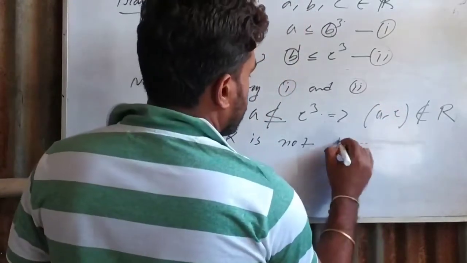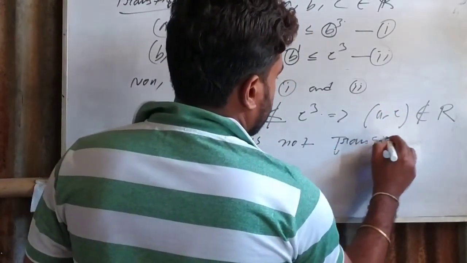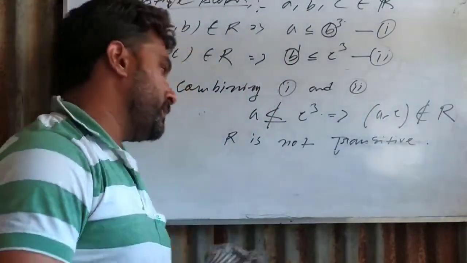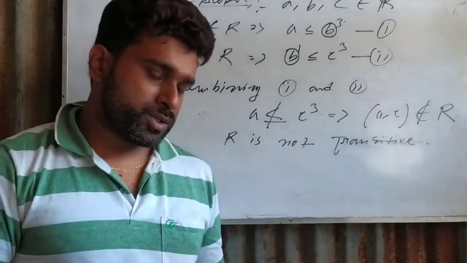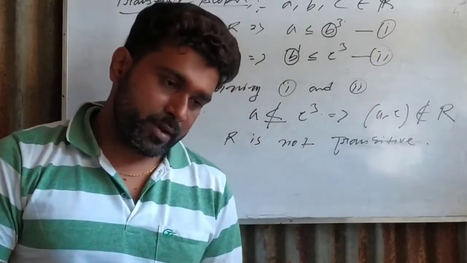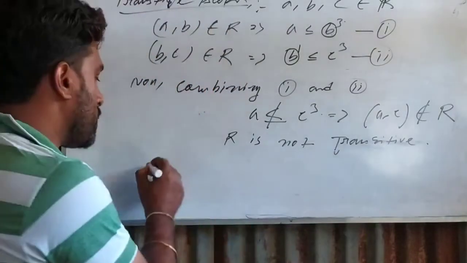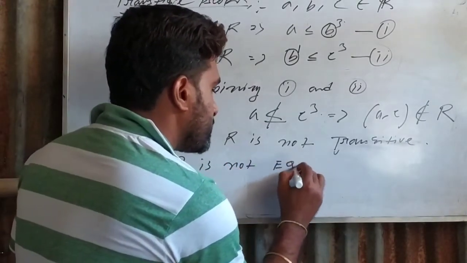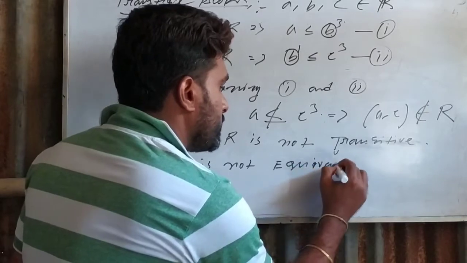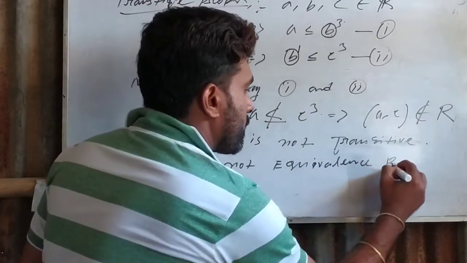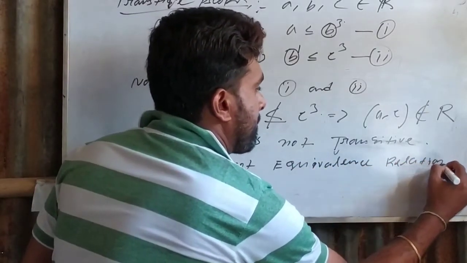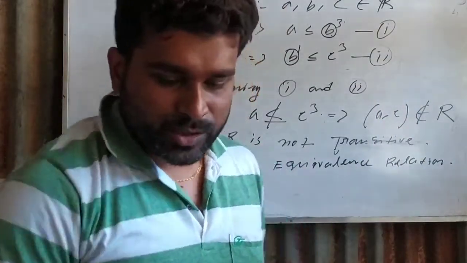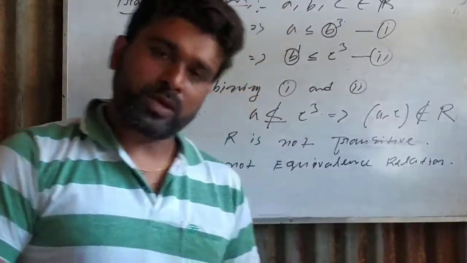Okay, so here you can see R is not reflexive, not symmetric, and not transitive here. So R is not an equivalence relation. Right? This is the direct statement. So here these two questions are solved.